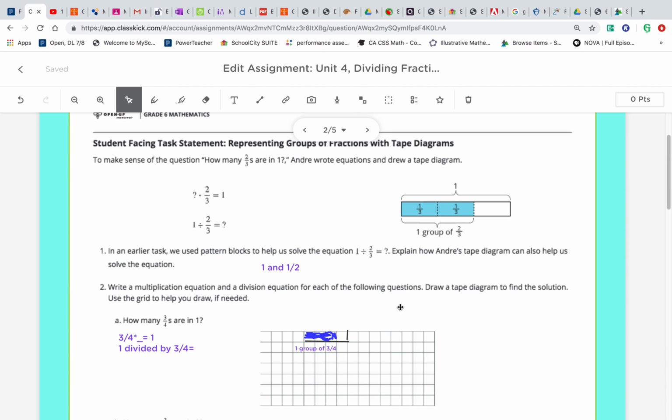Okay, there we go. One group of 3/4 right there. That's one piece. So we know that we have one piece, but we have some left over, but it's not going to be another whole group of 3, right? So right straight away, we know that in here we have one whole group and a part left over.